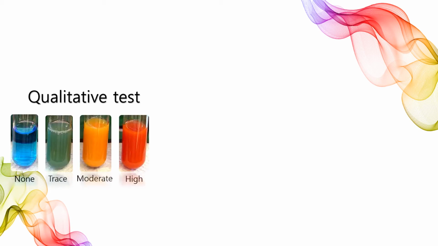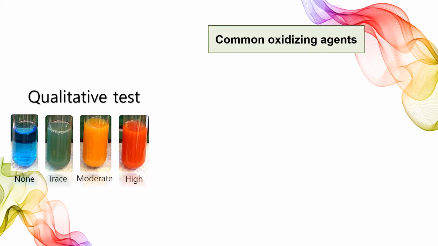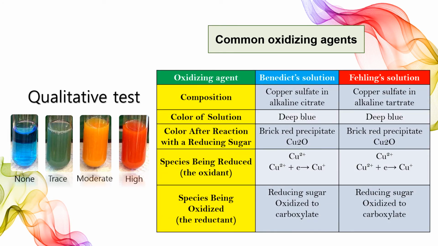The presence of reducing sugar can be detected through simple qualitative tests by detecting color changes in the indicator solution. The common indicator solutions used are oxidizing agents such as Benedict's solution and Fehling's solution. Both consist of copper sulfate, diluted in different solutions of alkaline citrate and alkaline tartrate respectively. Reducing sugar will reduce copper-2 ions, the deep blue colored solution, to copper-1 ions, the brick red precipitate of copper-1 oxide.